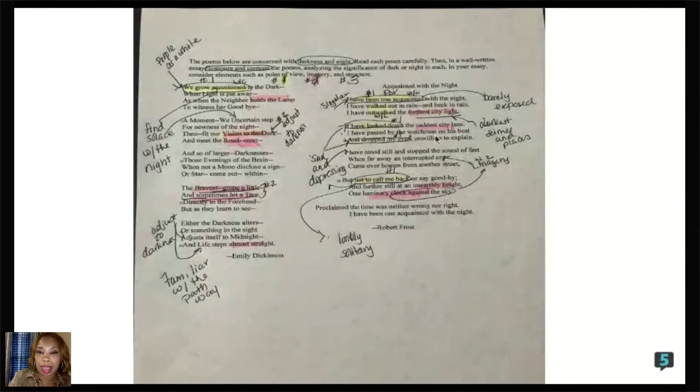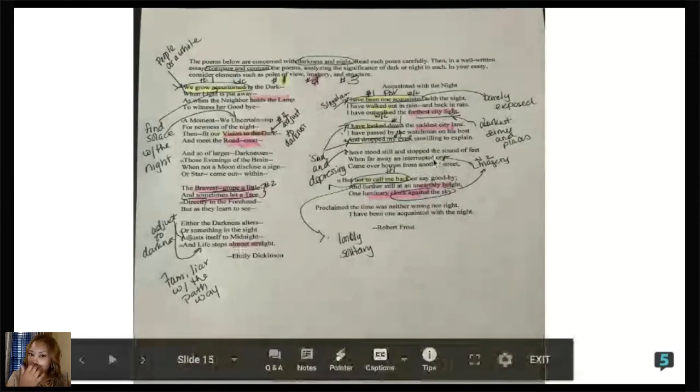Okay, and I look at the last stanza, and further still at an unearthly height, one illuminary clock against the sky. So I think about that, that's the moon. So I'm associating those words. I didn't write it, but I know all of this supports imagery. So all the pink, that's what we want to use as our text evidence.